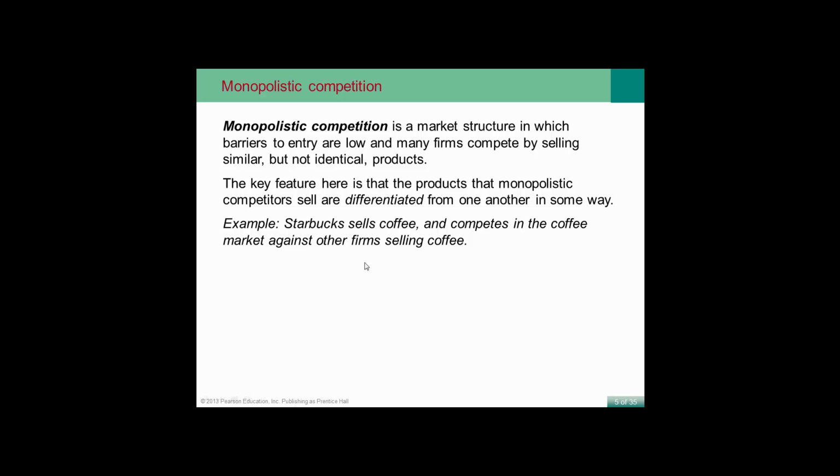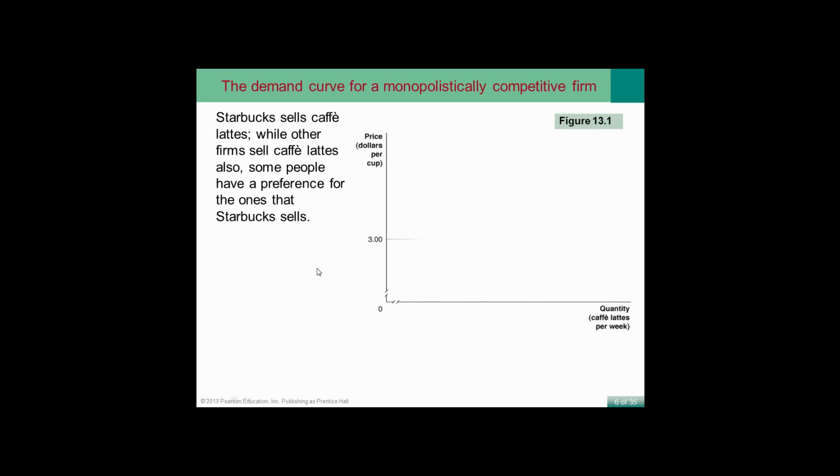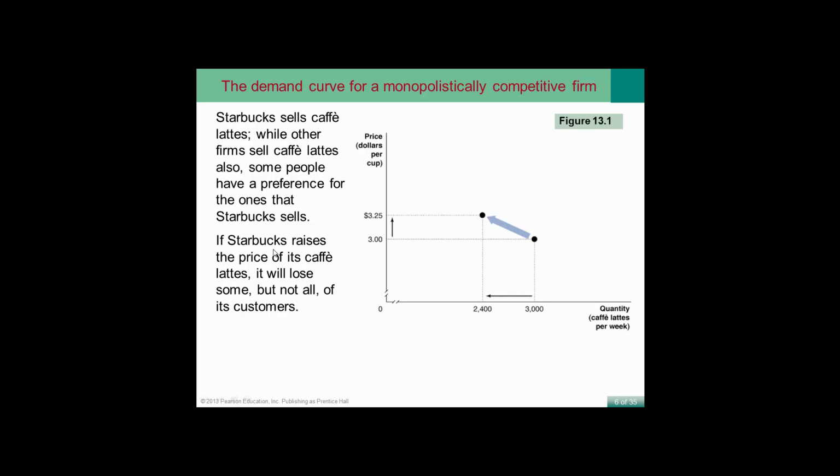Take Starbucks coffee. They compete in the coffee market against other coffee firms, but what makes people want to go to Starbucks compared to another place? Starbucks, again, is not selling identical coffee. Starbucks sells cafe lattes while other firms sell cafe lattes, but some people have a preference for the ones that Starbucks sells. If Starbucks raises the price on their lattes, it will lose some but not all of its customers, making it not a price taker.